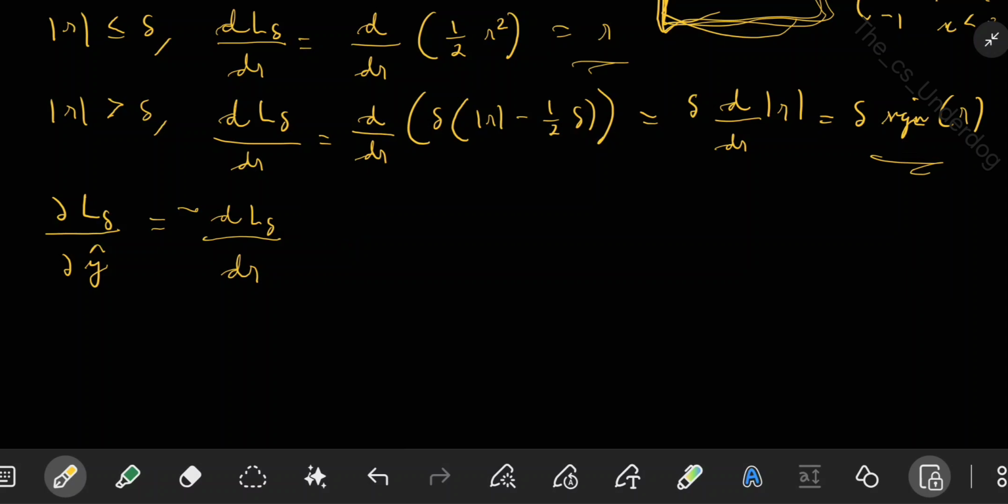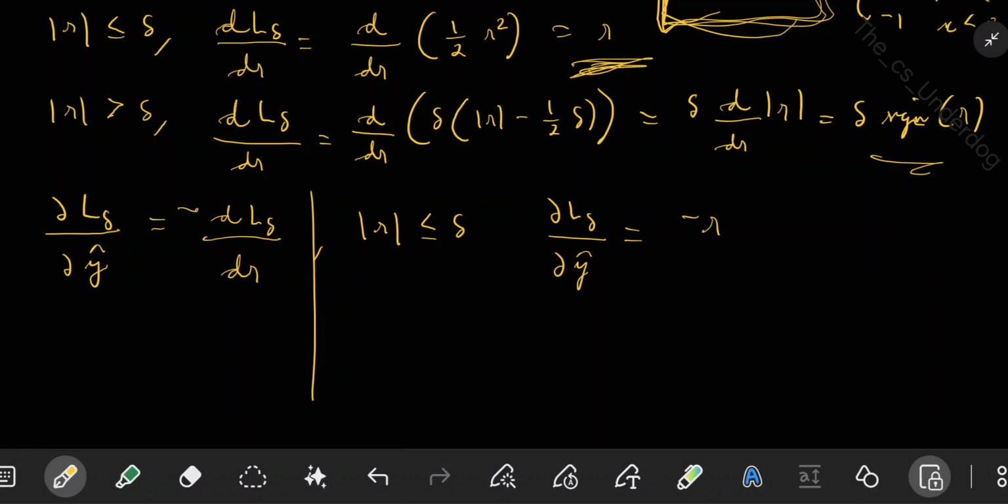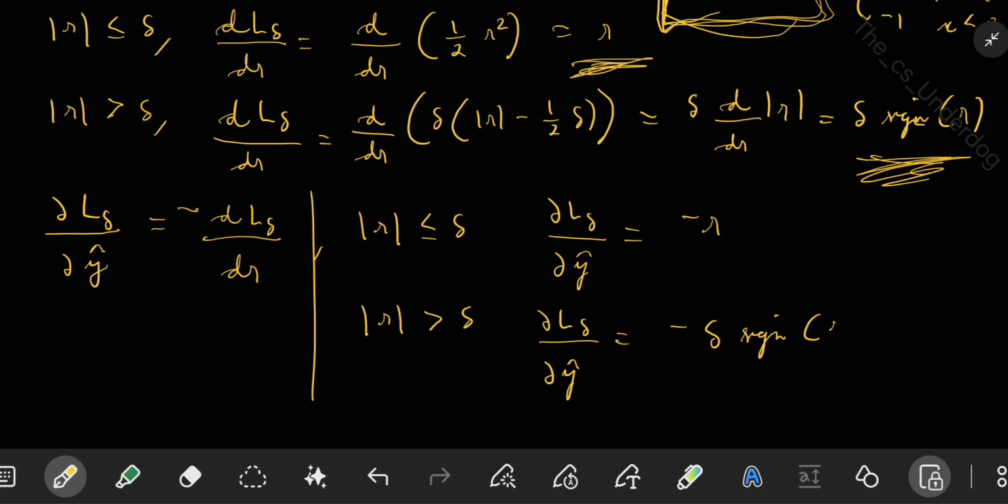So whenever mod r is less than or equal to delta, your del L_delta by del y cap will be negative of this term. So that will be minus r. Whenever mod r is greater than delta, then your del L_delta by del y cap will be negative of this term, that is minus delta into sign of r, right? So these are the two derivatives.